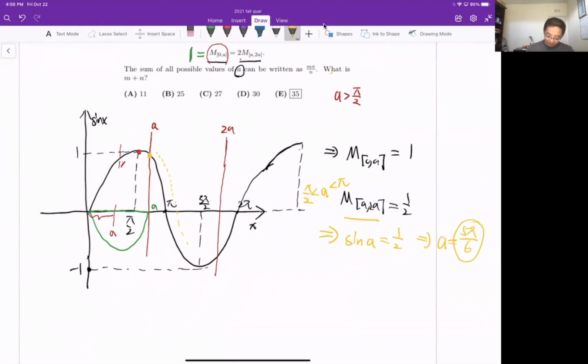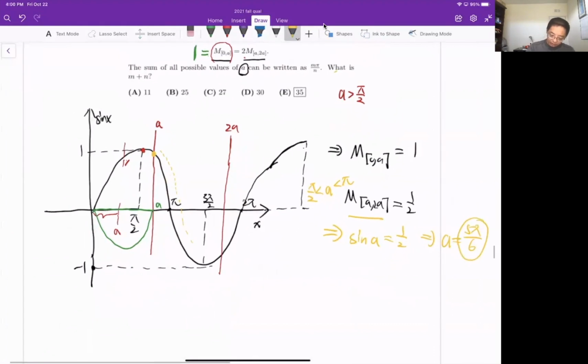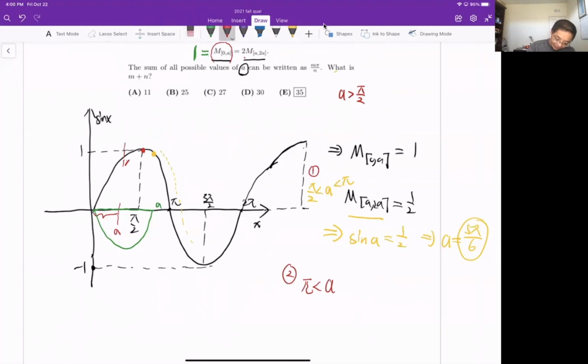Okay, but that's not the only option. We can also have case 2. Let's say A is bigger than pi. Let me erase this. Okay. If A is right here, so this is my A, then twice A will be somewhere here. So A is bigger than pi.